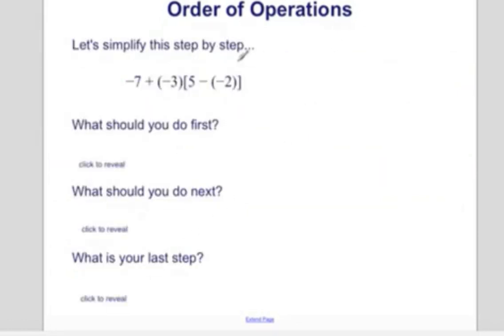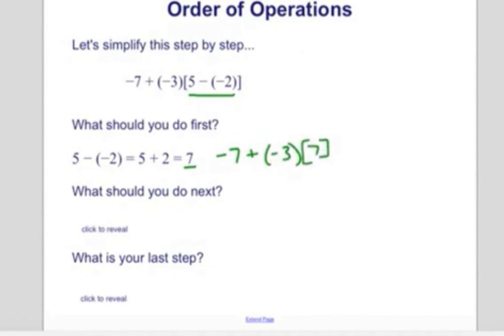Let's simplify this step by step. Alright, here's an example. What should we do first? Well, we should do this first. These brackets are the same as parentheses, and there's an actual operation in here. We have a parentheses here, but that just means to multiply. Here, we actually have an operation inside of the parentheses, or the brackets. So 5 minus negative 2 becomes 5 plus 2, and that equals 7. So now, we can rewrite this whole expression as negative 7 plus negative 3 times 7. So you can see how this whole part just became 7.